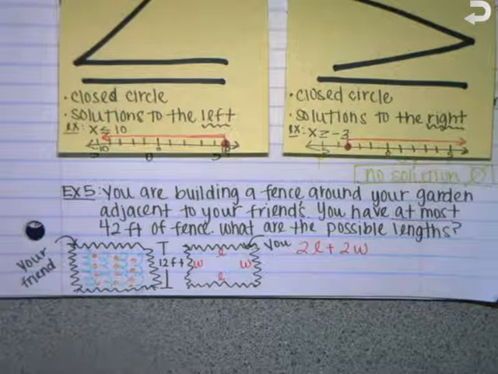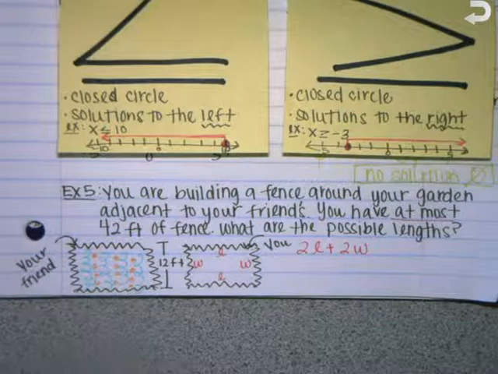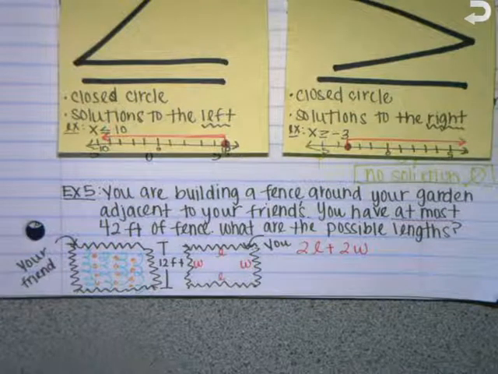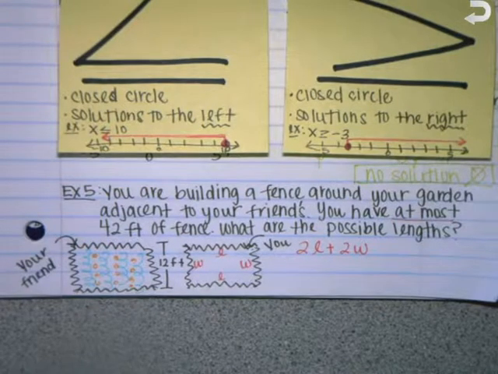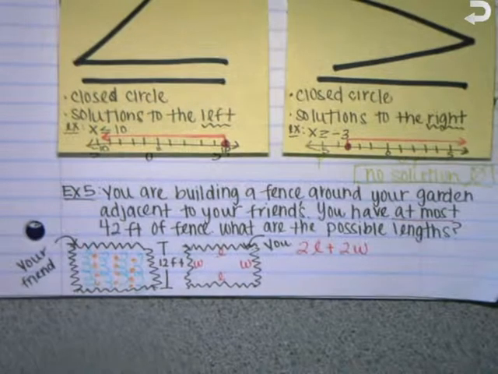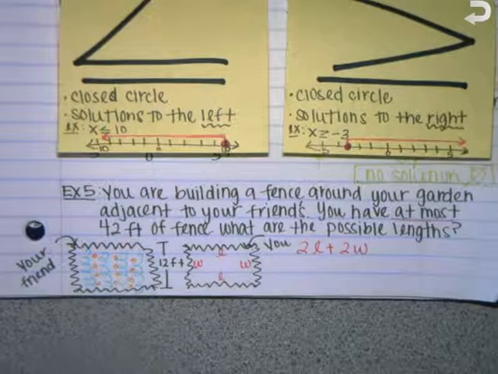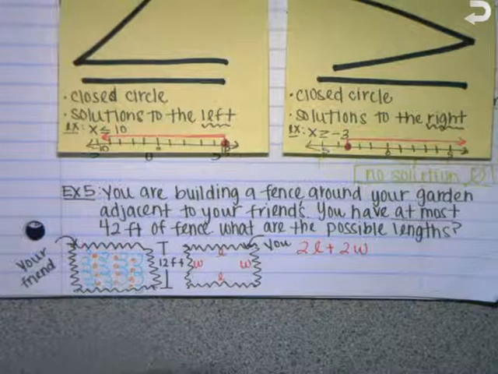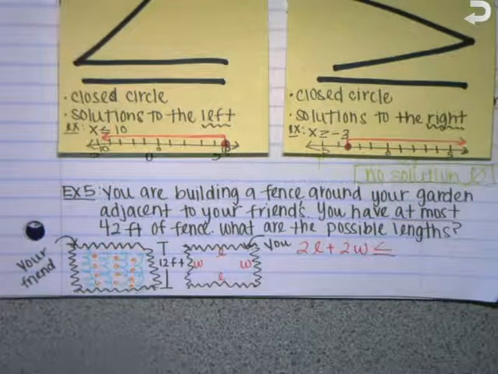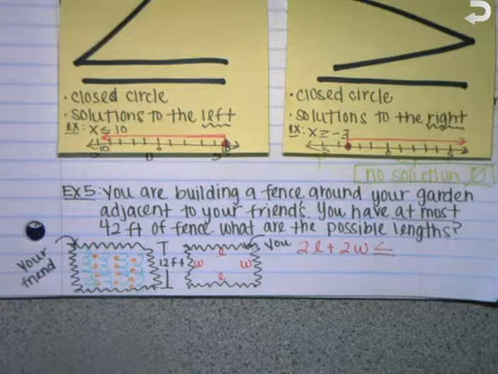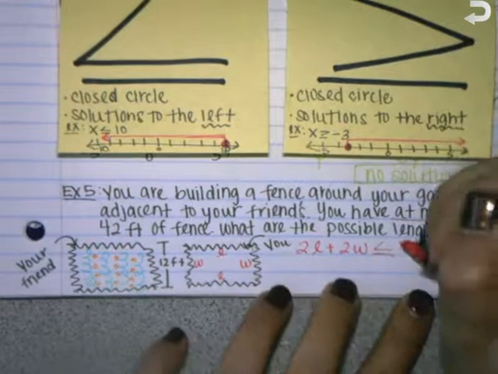Okay. Now, I had you underline the at most part. At most, I have 42 feet of fence. Can I use all 42 feet? Yes. Can I use 43 feet? No. Could I use 40 feet if I wanted to? Yes. So is my inequality going to be less than, greater than, less than or equal to, or greater than or equal to? Okay, good. Less than or equal to, because at most means we cannot go over the 42 feet. But we can use all 42 feet. Okay. Less than or equal to 42.